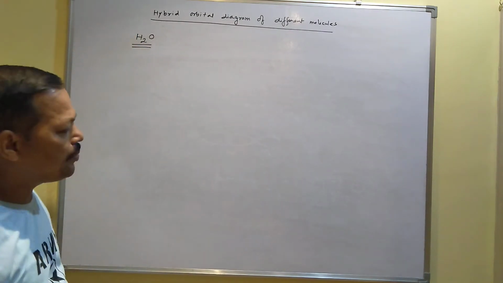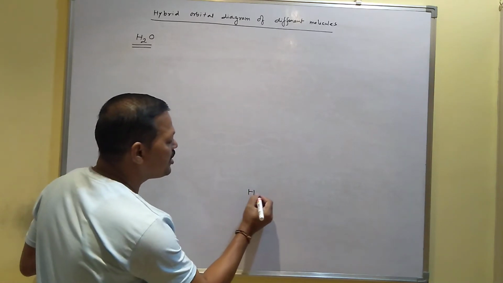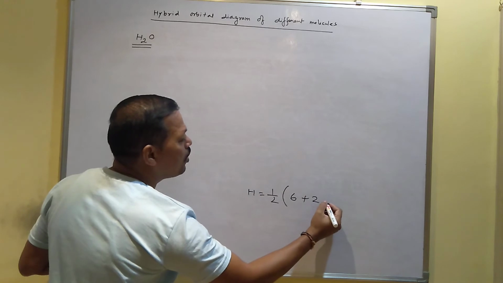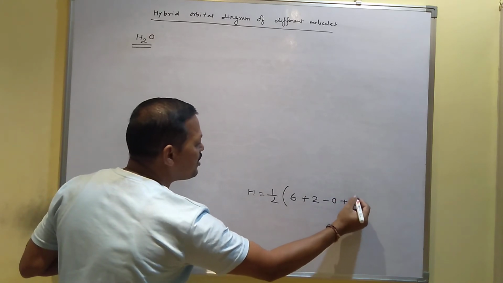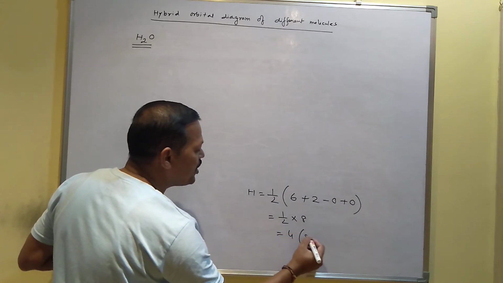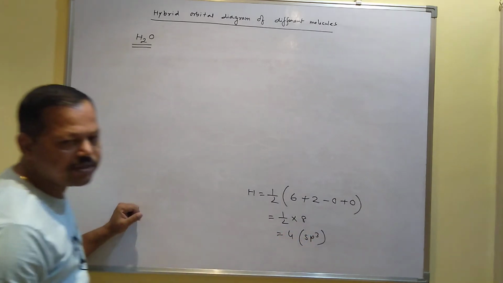You will get sp3 hybridization, because H is equal to half of valence electron of oxygen 6, monovalent atom 2, charge of cation 0, charge of anion 0. So ultimately half of 8, you will get 4. 4 means it undergoes sp3 hybridization.